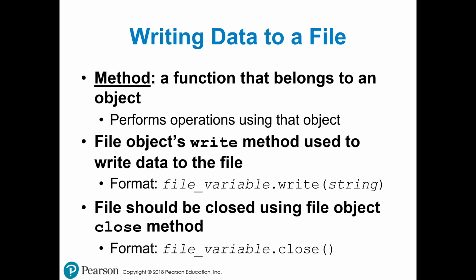But remember, you only call close once, because when you call close, that file variable is just not usable anymore. So we call close one time at the end of our program when we're completely done writing to that file. If you call close multiple times, you're going to get an error. You don't want to call close twice. You just want to call it once.